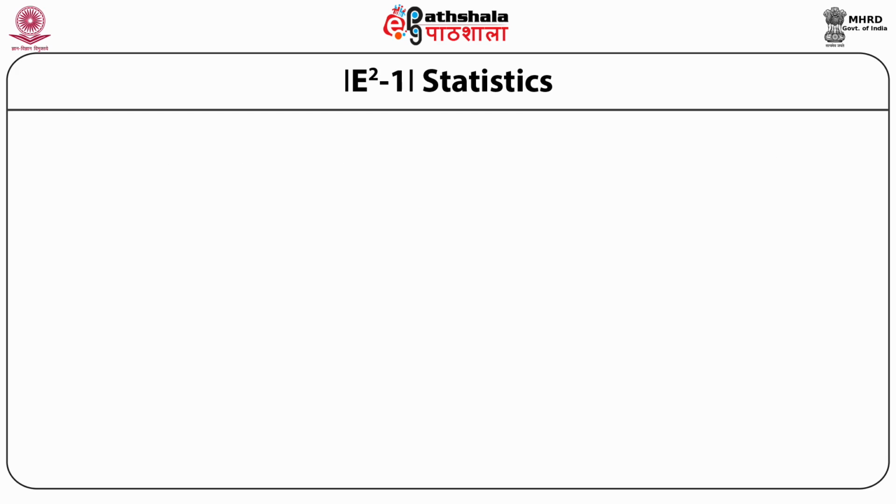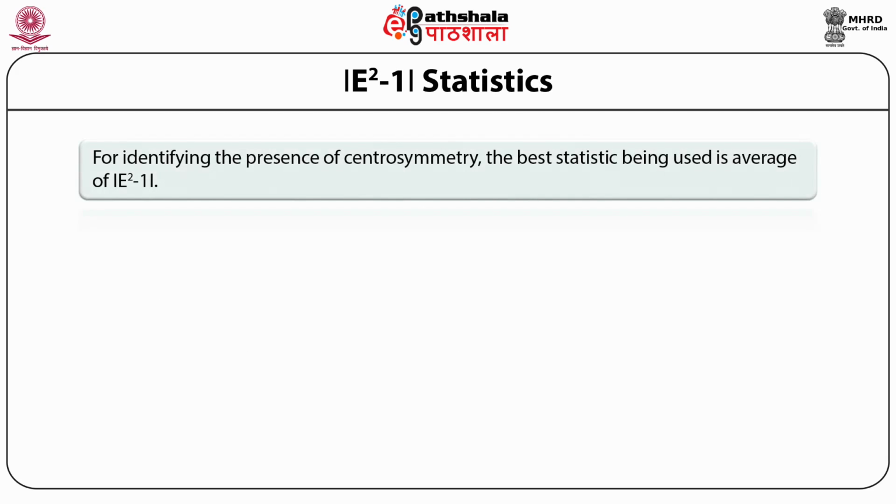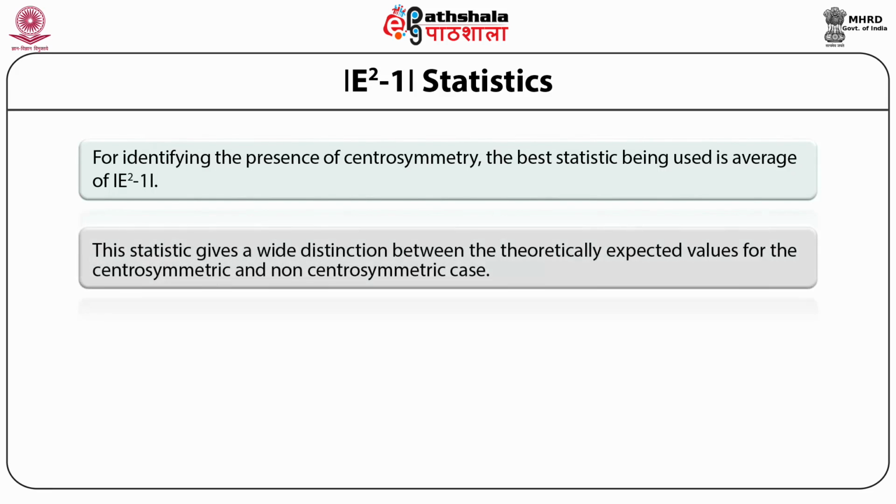Mod E square minus 1 statistics is used to identify the presence of centrosymmetry. It is one of the best statistics being used to identify whether the system is centrosymmetric or non-centrosymmetric. This statistic gives a wide distinction between the theoretically expected values for centrosymmetric and non-centrosymmetric cases. One can compare the experimental value obtained for this statistic with a theoretical value, and whichever value it is closer to, that's the correct case.